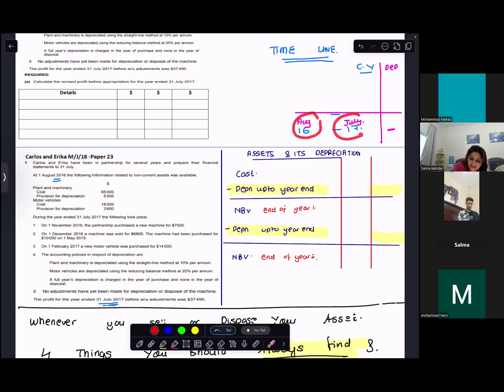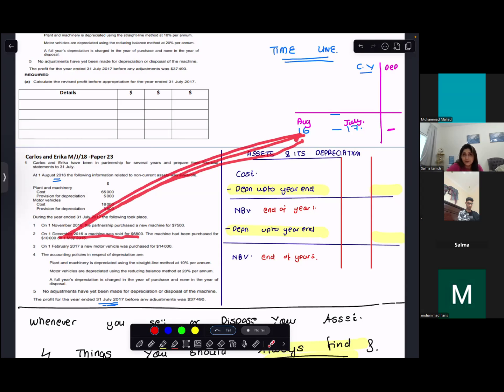August to July, 16, 17. This is my current year. And my policy is no depreciation in the year of sales and full year depreciation in the year of purchase. I know that I have sold this asset on 1st December 2016. December 2016 very well falls in my current year. With me? Yes. Okay.